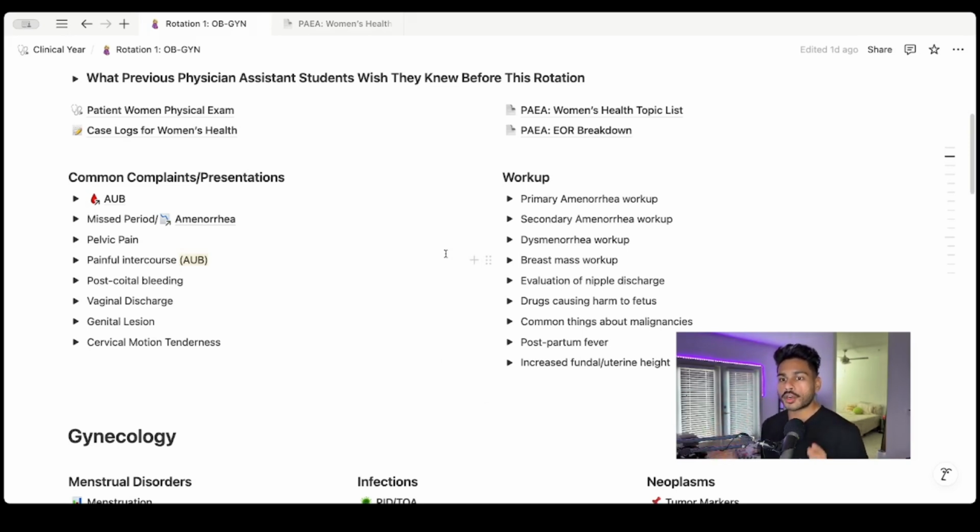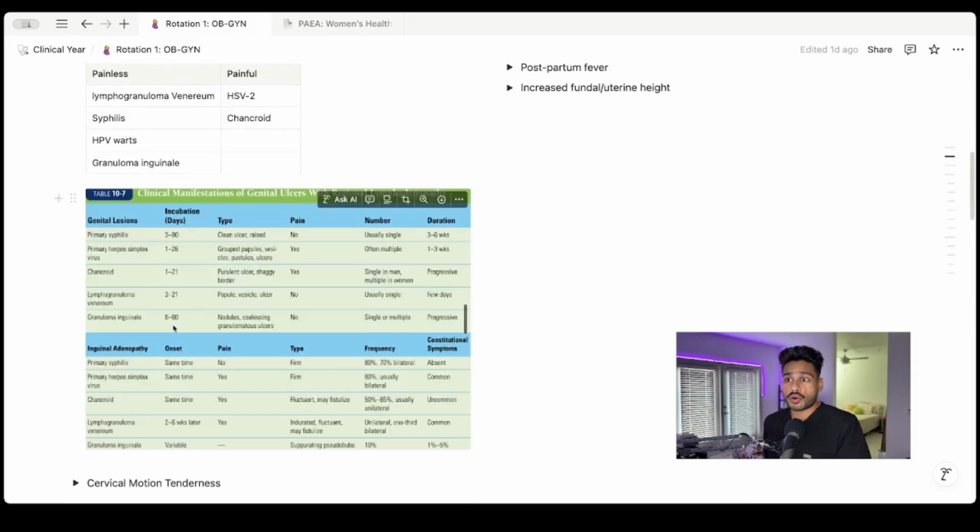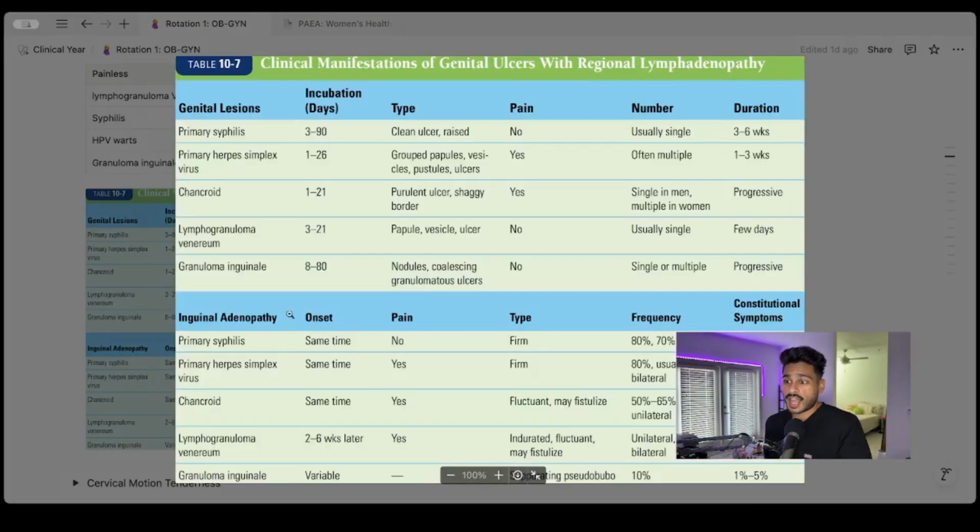I think it's even more important than the PAEA topic list, because every time I see this, it gives me the whole summary of common complaints presentations in OB-GYN and how to work them up. For example, we already looked at AUB, but let's look at actually genital lesions, because that is so important. I put a chart here, and I found this chart so helpful for the differential diagnosis of genital lesions.